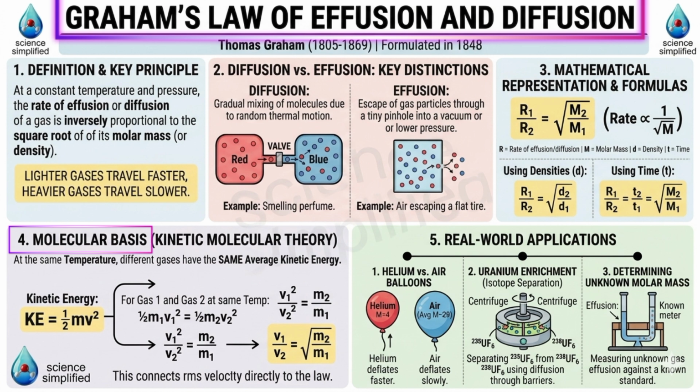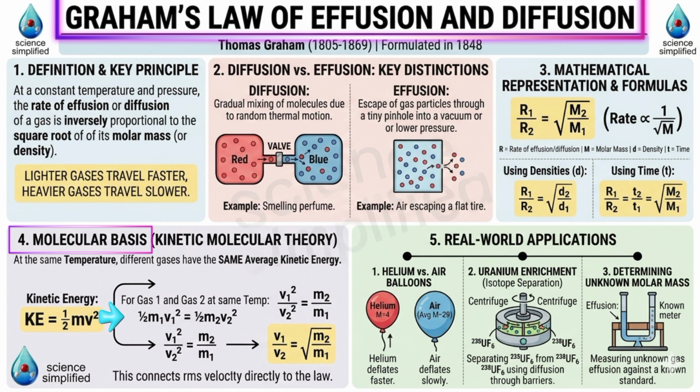The key underlying principle is that at the exact same temperature, different gases possess the same average kinetic energy. The fundamental formula for kinetic energy is kinetic energy equals 1/2 mv squared, where m represents mass and v represents velocity. For two different gases at the same temperature, their kinetic energies are equal, which allows us to write the equation as 1/2 m1v1 squared equals 1/2 m2v2 squared.